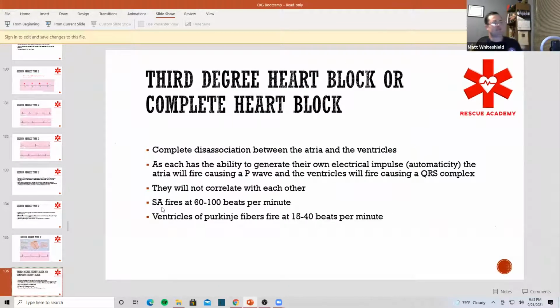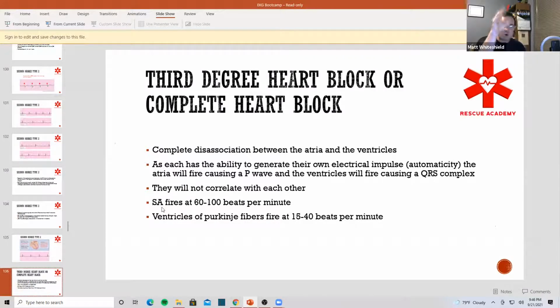Third degree block, last heart block. All right, last heart block that we're going to talk about. Third degree or complete heart block. There's a complete disassociation between the atrium and the ventricles. This doesn't mean that they're not firing. It means that they're firing at their own rates. They're doing their own thing, right?